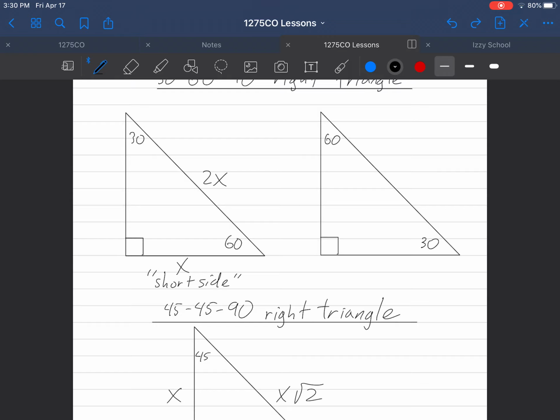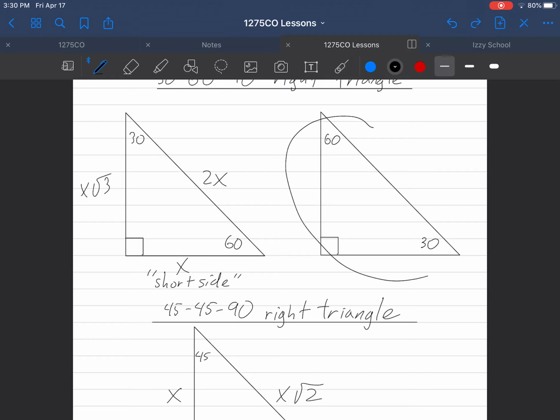So the short side measures x. That means the hypotenuse measures 2 times x, 2x. And that means opposite the 60-degree angle is going to measure x times radical 3. And then, again, that's off of this length being x.